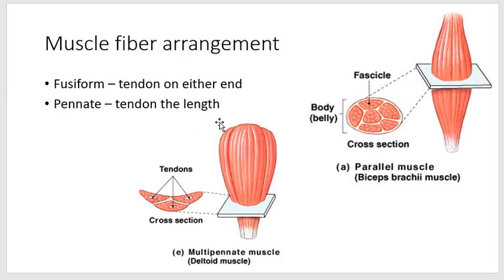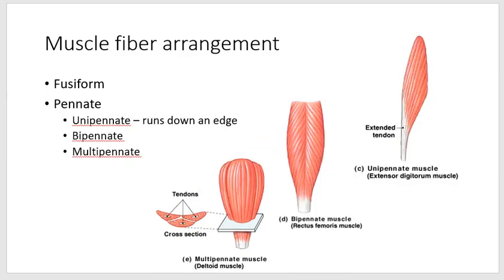We also have pinnate muscles where you have tendons running through the muscle. So if you take a cross section here, you can see 1, 2, 3 tendons running through this deltoid muscle. On those pinnate muscles, they can be unipinnate, where you have it running down just one edge, like your extensor digitorum muscle here. Bipinnate, where it runs down the middle. Or multipinnate, where you have more than one tendon. So your bipinnate pulls to the middle, and then your multipinnate in various directions.